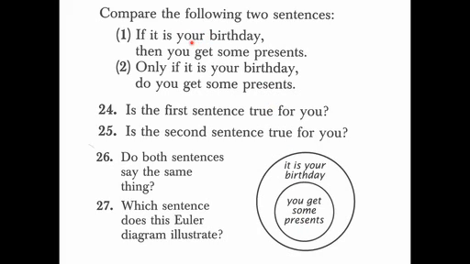First one doesn't. If it is your birthday, then you get some presents. Well, I could be right here and get some presents. Oops, right there and get some presents. I could be right here and I'm not getting any presents. I'm outside of that circle.